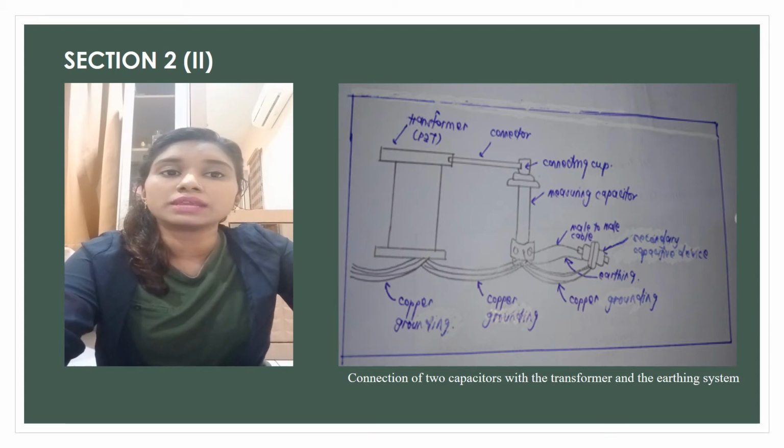A male to male cable is used to connect the measuring capacitor and the secondary capacitive device. The copper grounding should be connected from the transformer to the measuring capacitor and also to the secondary capacitive device. It is very important to connect the grounding for safety purposes, as we are handling high voltage devices. So the earthing from the secondary capacitive device is connected to the measuring capacitor. This method is very important to sustain safety.